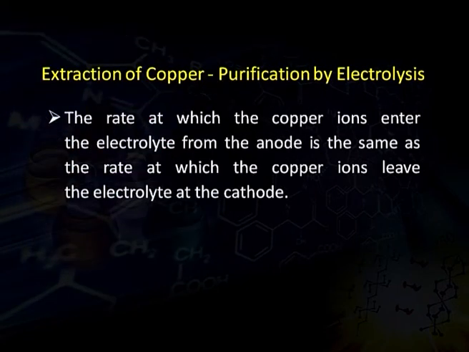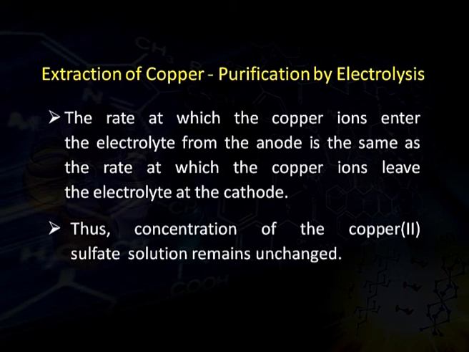The rate at which the copper ions enter the electrolyte from the anode is the same as the rate at which the copper ions leave the electrolyte at the cathode. Thus, the concentration of the copper sulphate solution remains unchanged. Since copper is transferred from anode to cathode, any soluble impurities in the copper anode dissolve in copper sulphate and are removed later. The insoluble impurities accumulate at the bottom of the cell, forming sludge, which is later removed for purification.